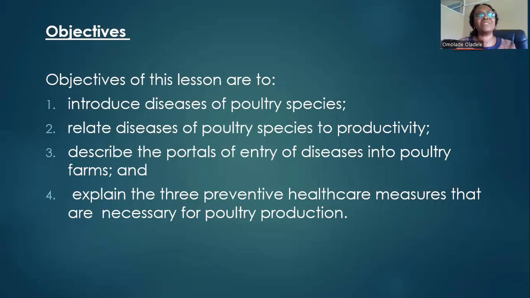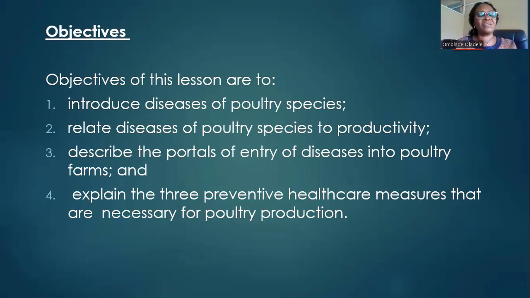The farmer is in business to make profit from meat production and egg production. So anything that will affect the health of the birds will affect productivity, because there's a certain age the birds must reach market weight. There's a certain age they have to start producing. If there's any disease that comes in between, it will affect productivity.